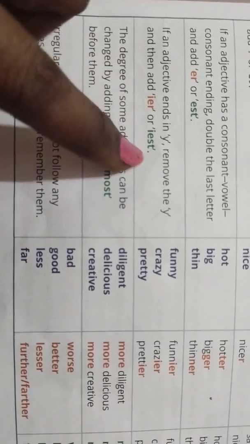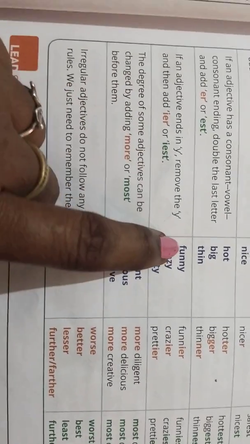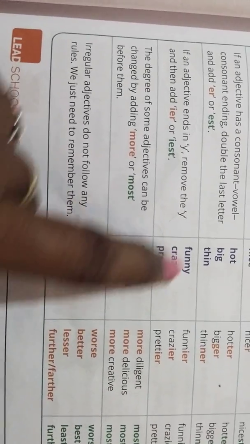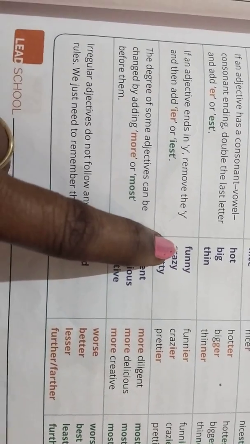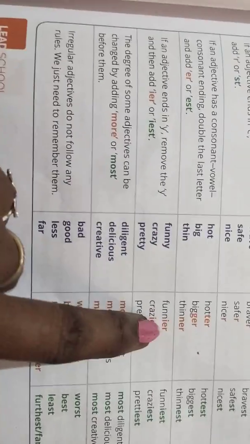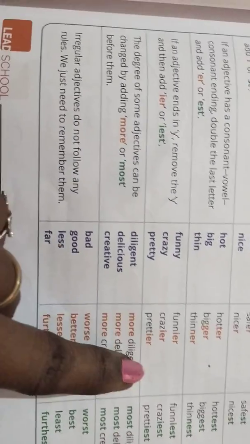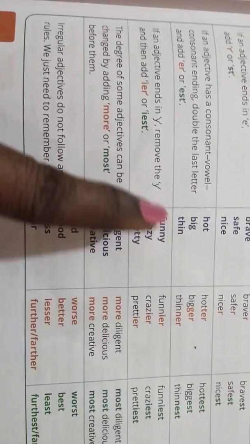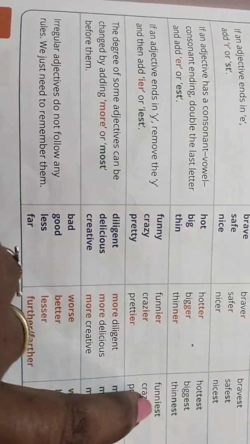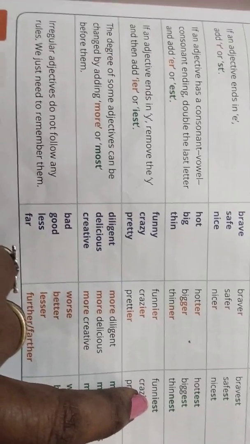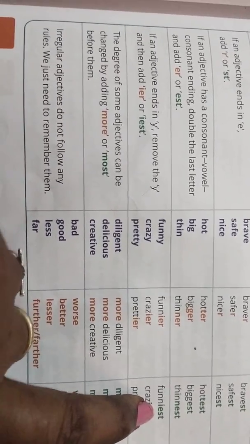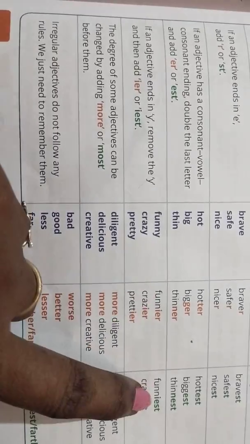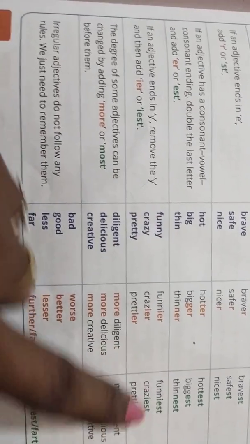So the next rule is: if an adjective ends in y, remove the y and then add IER or IEST. So you have to check if the last letter ends with the y. So funny, crazy, pretty. When you change these, you need to take off that y and, instead of y, place IER in it. So funny, funnier, and the same you have to follow, but you add EST for the superlative. So funny, funnier, funniest. Crazy, crazier, craziest.